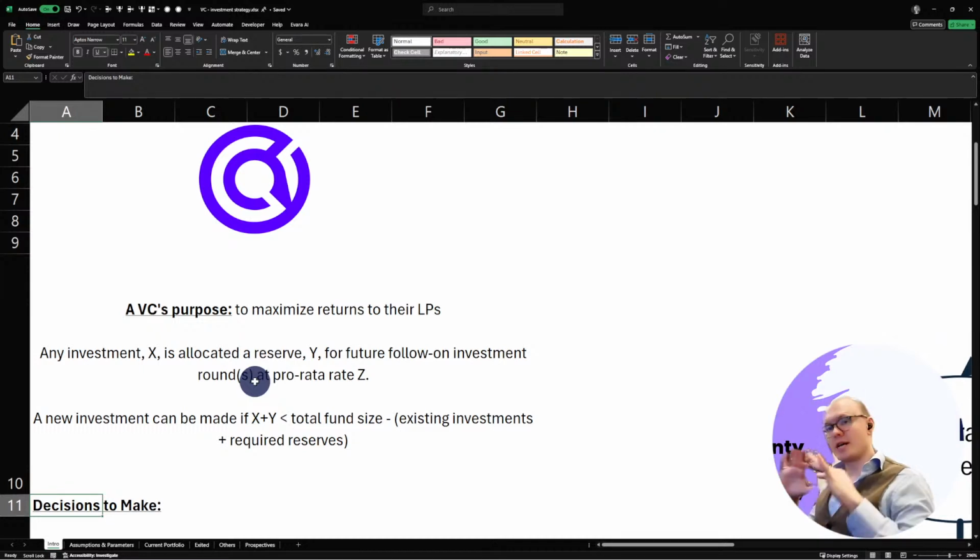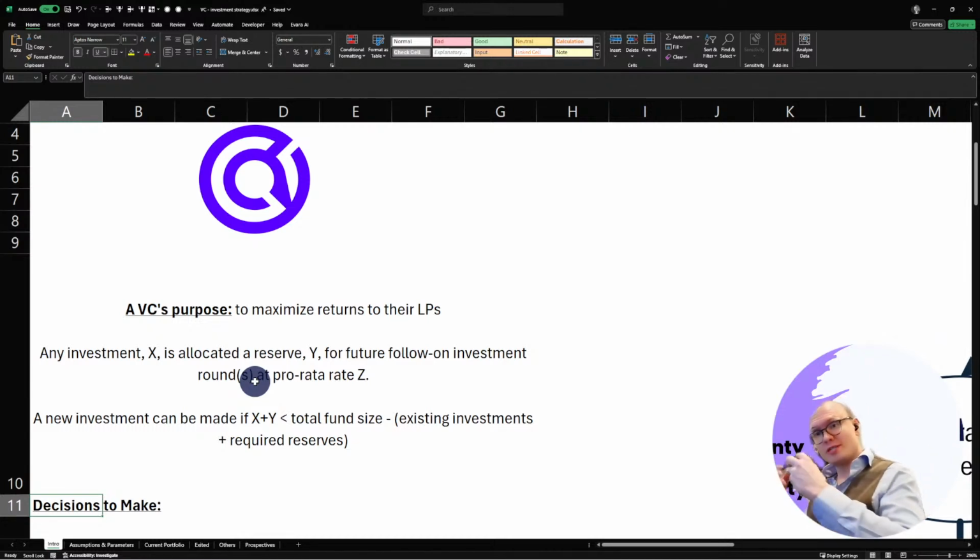So this is already a highly constrained problem, as we can imagine. There's a lot of things to consider. How long does it take until we need the next investment for all of our portfolio companies? How much money do we have available? How much money do we need in reserve?